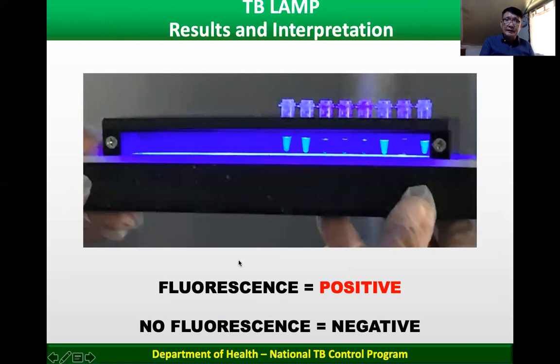So this is the results and interpretation for our LAMP. It's only positive and negative. Once there is fluorescence, as you can look below, it fluoresces. That means to say it's positive. If there is no fluorescence, these are negative. Okay, so very easy to identify. You don't need to quantify. It's a matter of positive or negative.